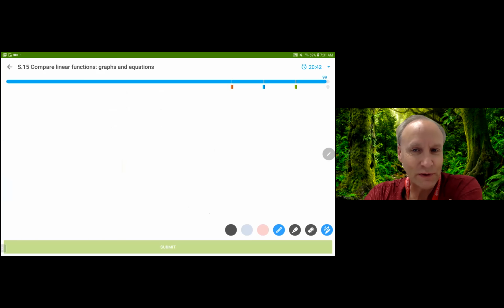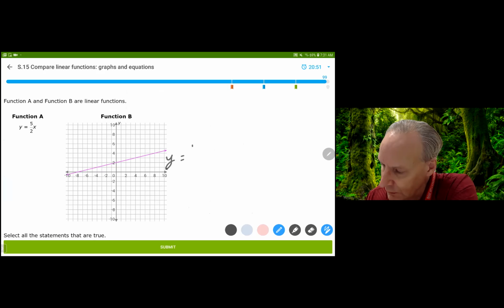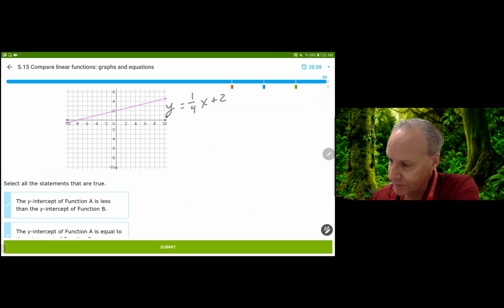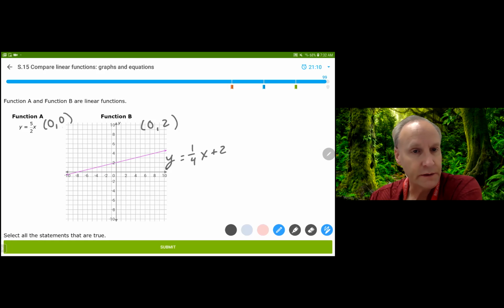And we have one final one, and then we're done. We've got y equals 5 halves x, and this one has a slope of 1/4. I wrote the equation for that one. So we want to compare some other things. Let's see. We're comparing the y-intercepts. So this one is at 0, 2. This y-intercept is at 0, 0. Hopefully you see why. If you substitute 0 into this guy, you get 0 out.